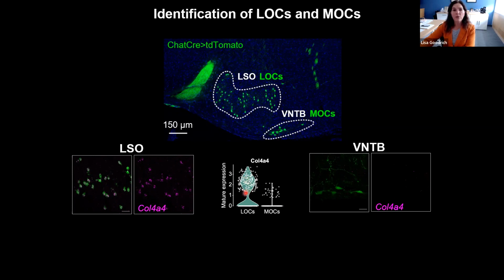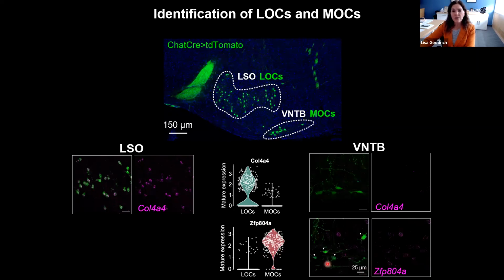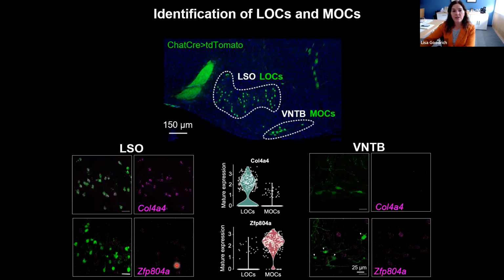And again, I just want to point out that you need this genetic marker here, because there are lots of other neurons, okay? And so this really is the LOCs here, because they are the cholinergic cells there. And this point is driven home if we look at a different marker here. In this case, this is ZFP804A, which Michelle found to be enriched in the MOCs. And she could see enrichment of that signal with these arrows here in the genetically labeled MOCs in VNTB. Now, there is also signal in LSO, but it's not co-localized with Chat-Cre. So it is not specific. It's not that it's not expressed in LSO, it's that it's not expressed in the LOC. So this tells us this is a very clean marker.